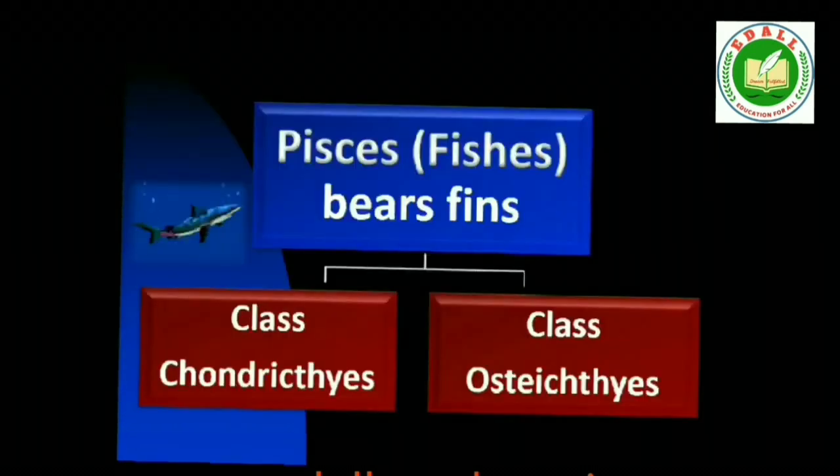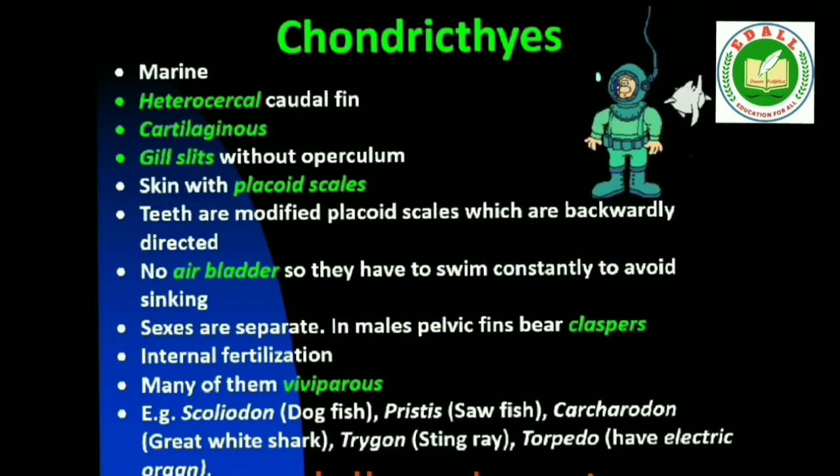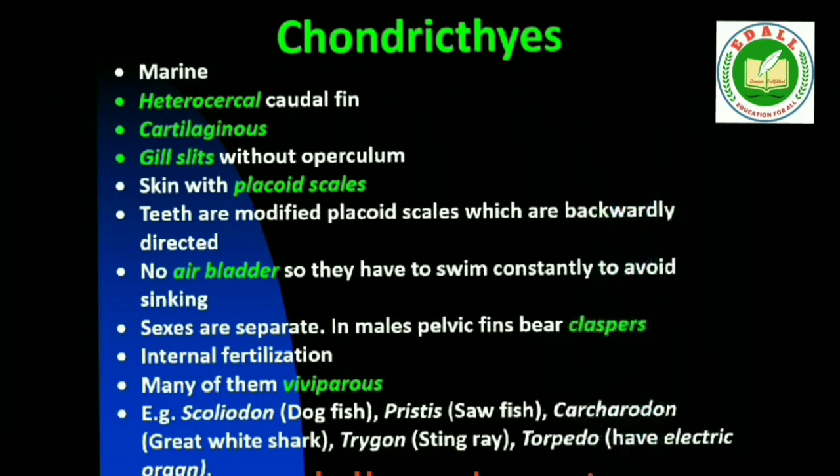Second is class Chondrichthyes. They are marine animals with streamlined body and have cartilaginous endoskeleton. Mouth is located ventrally. Notochord is persistent throughout life. Gill slits are separate and without operculum, gill cover. The skin is tough, containing minute placoid scales. Teeth are modified placoid scales which are backwardly directed. Their jaws are very powerful. These animals are predaceous. Due to the absence of air bladder, they have to swim constantly to avoid sinking.